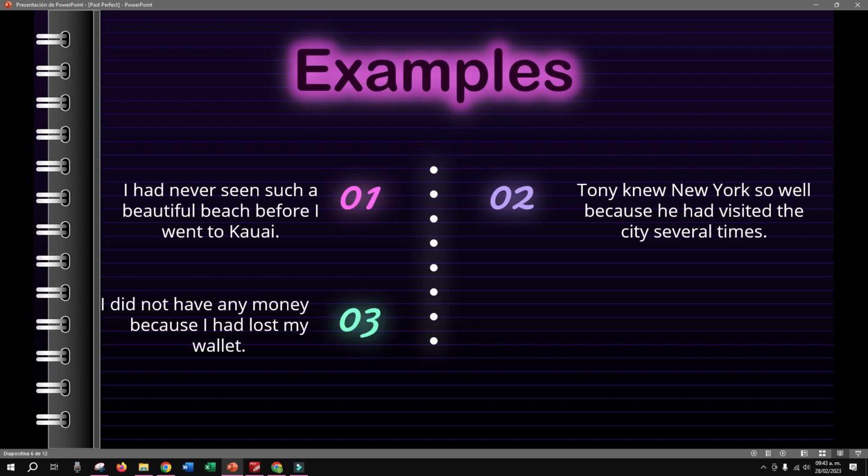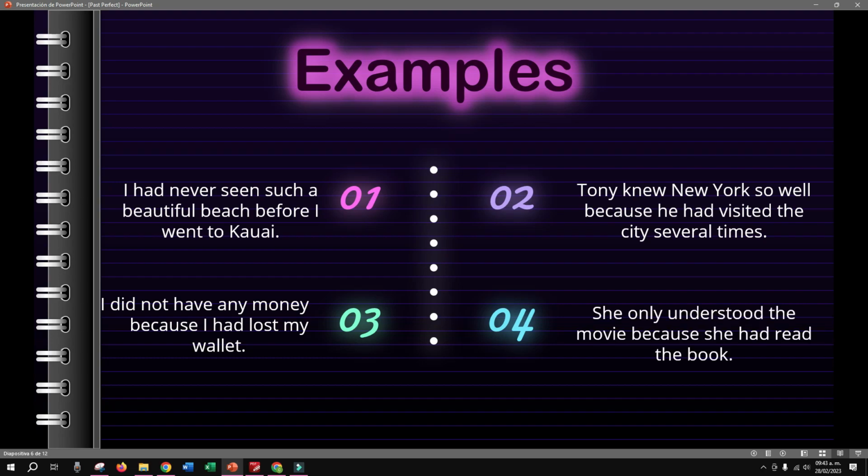I did not have any money because I had lost what? My wallet, right? So that's why you don't have money, because you lost your wallet before, right? That will be another example of past perfect, using the completed action before something in the past, right?